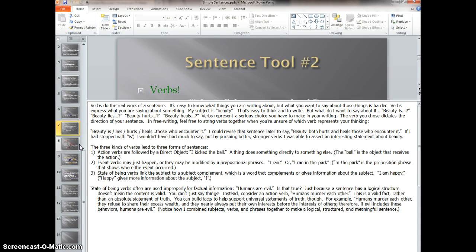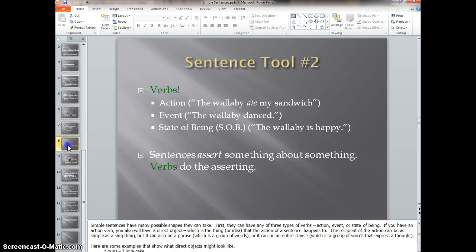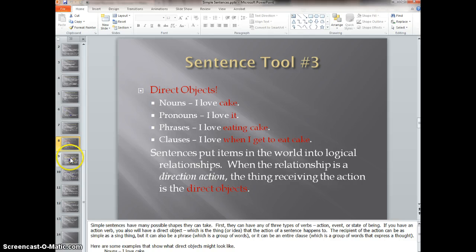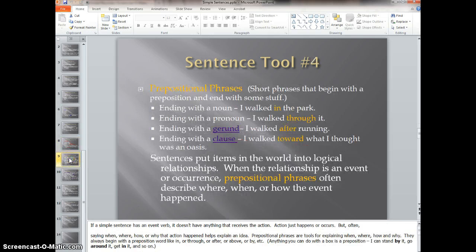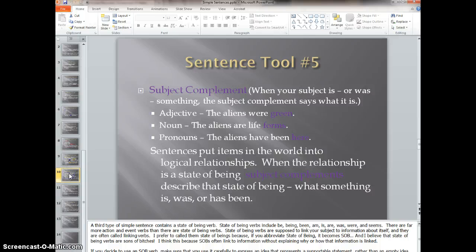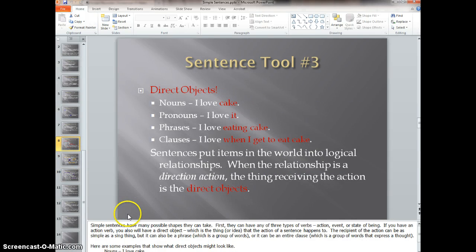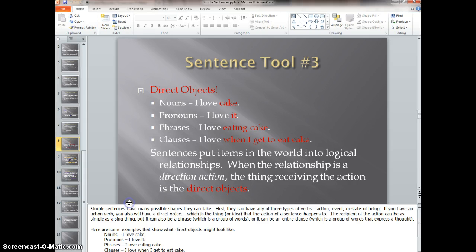And the other part, in addition to nouns and verbs, that simple sentences usually have is some type of direct object, or prepositional phrase, or subject complement. We'll start with direct objects. Simple sentences have many possible shapes they can take. First, they can have any of three types of verbs: action, event, or state of being.